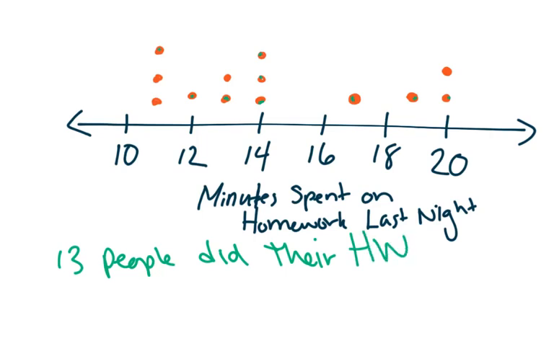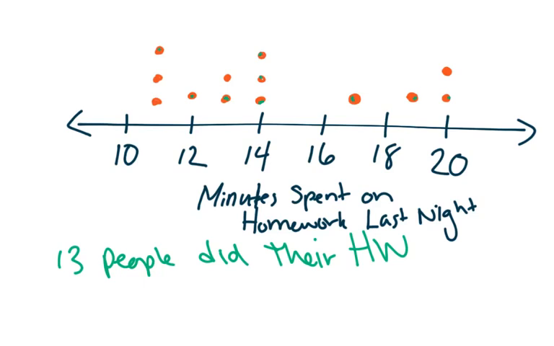Okay, you could be asked, well, how many people spent 17 minutes on their homework? Now you can see that I counted by 2's here. It goes 10, 12. We don't see 17 on here. But you know your number line. You know where 17 is. It's not between 10 and 12.